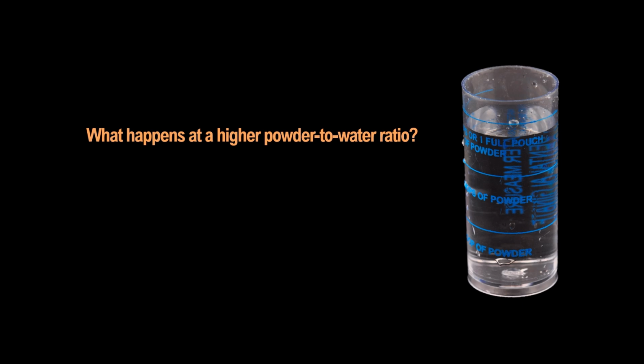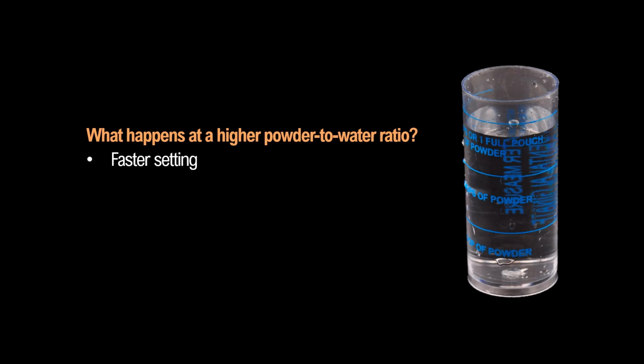So as you noticed on the video, the water line is a little less than the ideal, right? What is actually recommended, and the line is a little above the word, so it says full pouch, and the water line is a little bit above that. So what actually happens at a higher powder to water ratio? The setting time is faster. It does set a little bit faster.